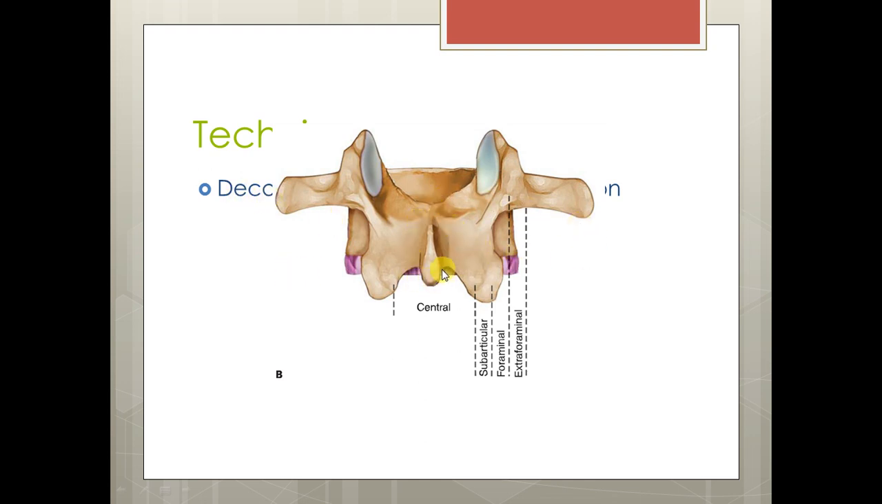So this is what is meant by decompression. You decompress the central part, you remove ligamentum flavum, you decompress the lateral recess subarticular region. This is the inferior and there is the superior. Then going to the disc, removing the disc and curetting the end plates to make it viable for bone grafting and so on. This is decompression.